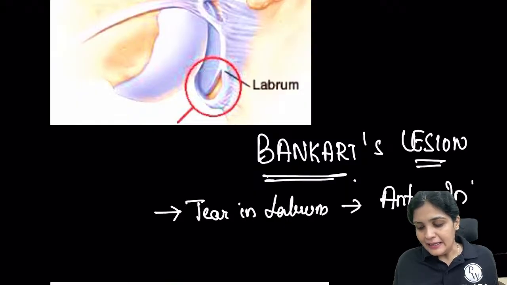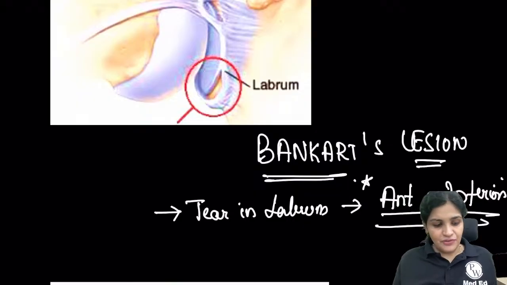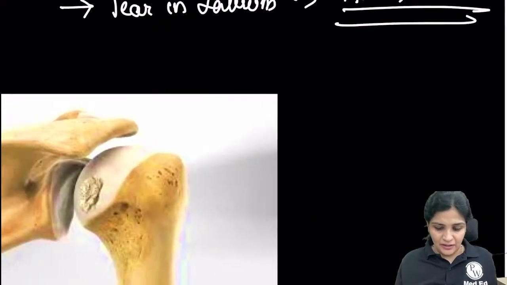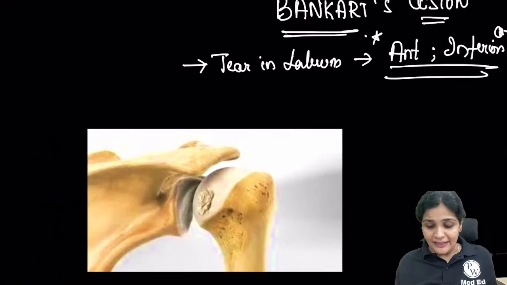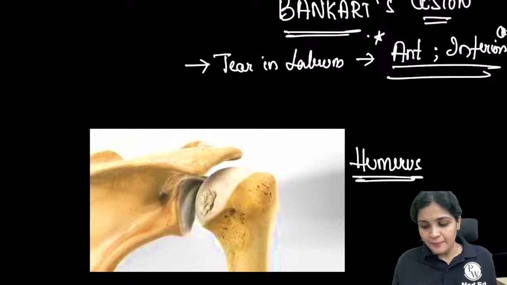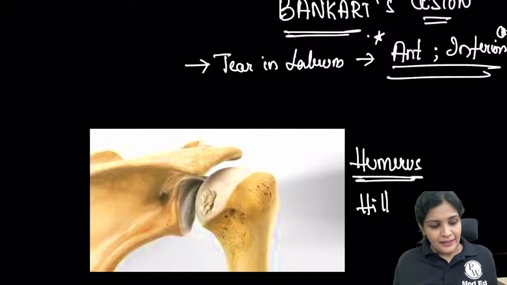Anterior and inferior, yes, glenoid rim, anterior and inferior aspects. Very good. Anterior inferior is Bankart's lesion. Very good. And similarly, on the humerus side, what do you see? What is the defect called? Hill-Sachs lesion. Very good.